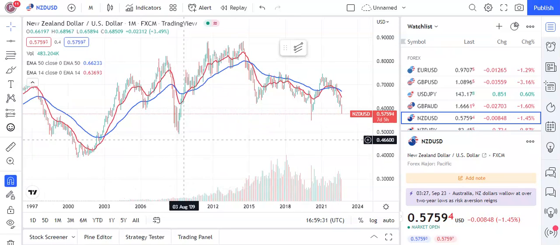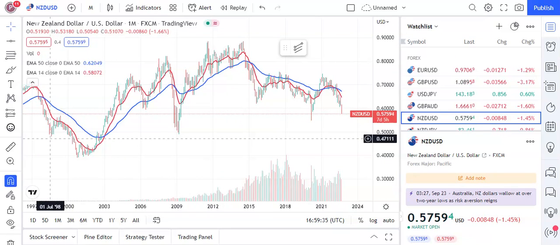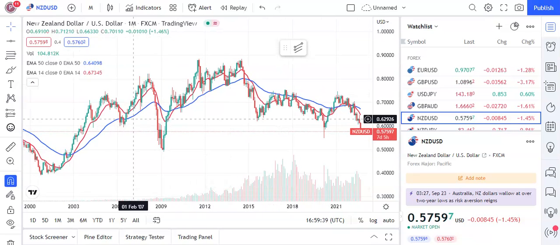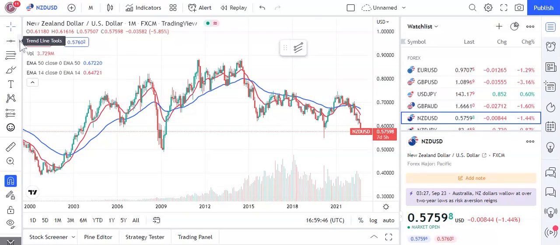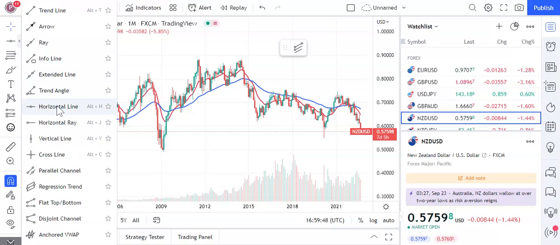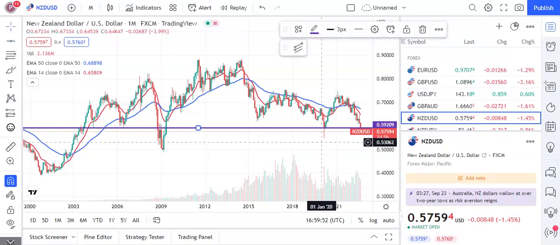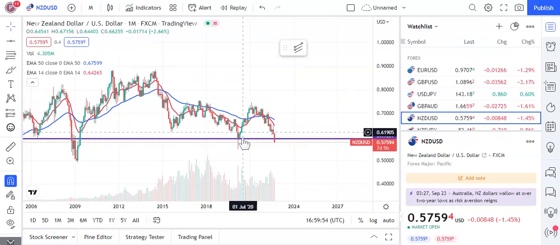Now this is another area of support here, another one here, down here. So it's as easy as that. You can pick your horizontal line. Look at my pointer. Pick your horizontal line and use the drop down tool. This is horizontal line. Click on it. Place it here. Now this is it.